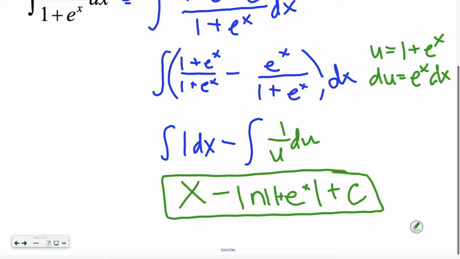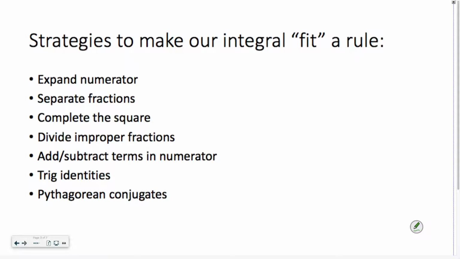Okay. So, what other kind of tricks do we have in our back pocket? Multiplying by 1, okay? So here I have a list, okay? We just expanded the numerator to help us out, okay? And we also separated our fractions, right? You might have a fraction that you may want to separate into this fraction plus this fraction, and maybe that would help you a little bit.